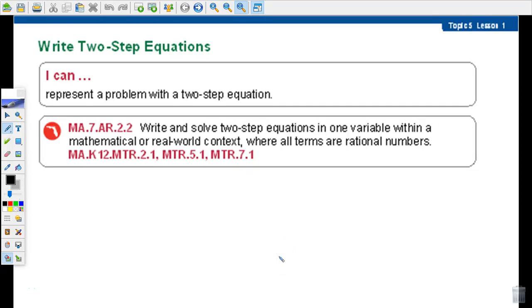Two-step equations. So, the standard for today's lesson is MA.7.AR.2.2: Write and solve two-step equations in one variable within a mathematical or real-world context where all terms are rational numbers. Okay, let's check this out.